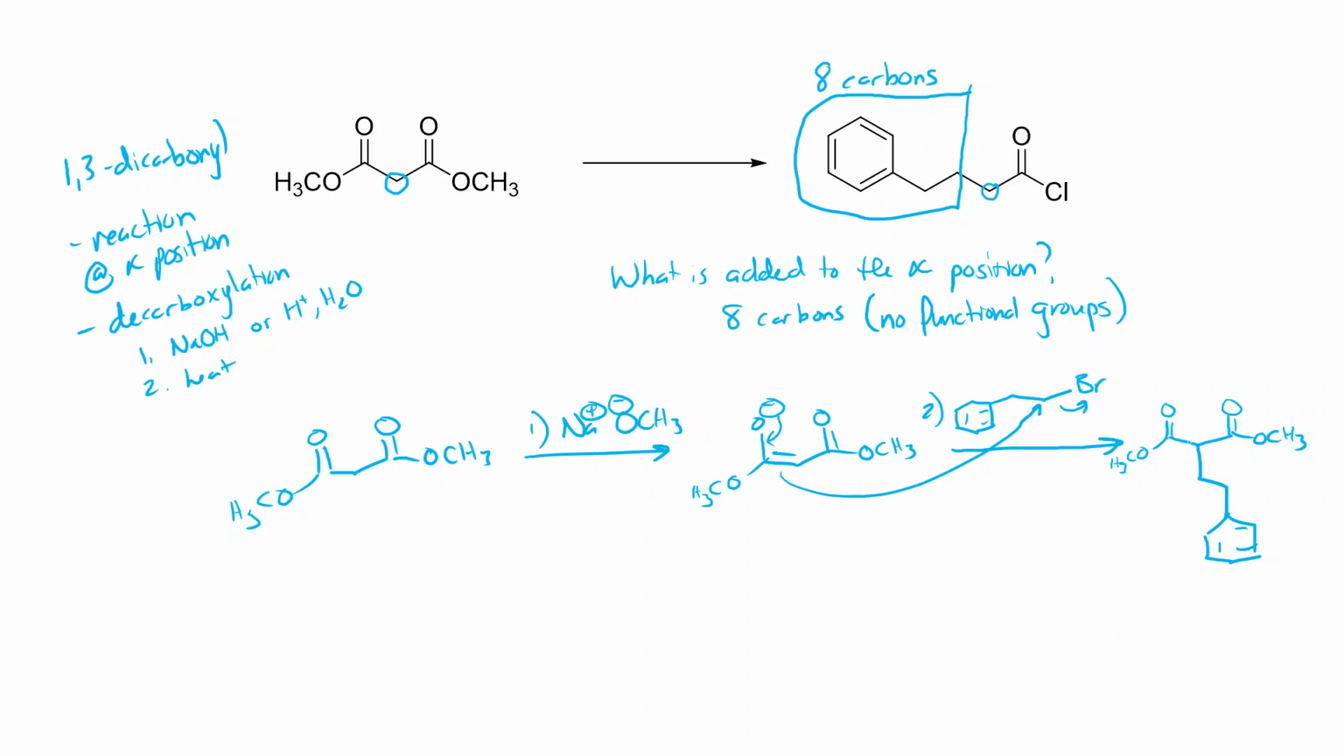One, we need to get rid of one of these carbonyls because there's only one carbonyl in the product. And 2, we need to convert these carbonyls to the acid chloride. Right? So this is where decarboxylation comes in. Sodium hydroxide is step 1. Step 2 is going to be heat. And I'm going to lose CO2. So I lose this whole group over here, right? I convert both of them to carboxylic acids and I lose that group.